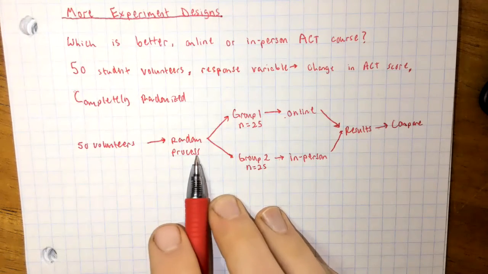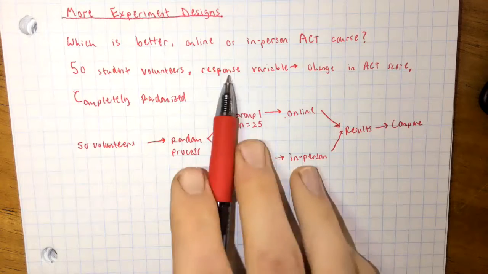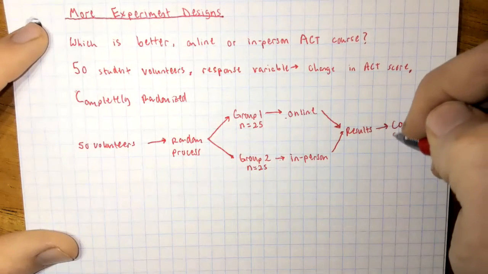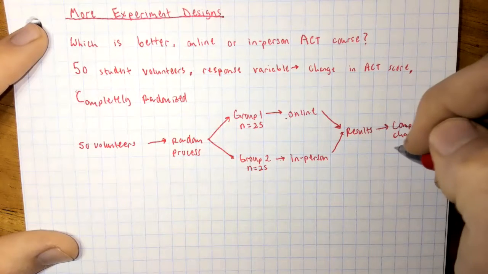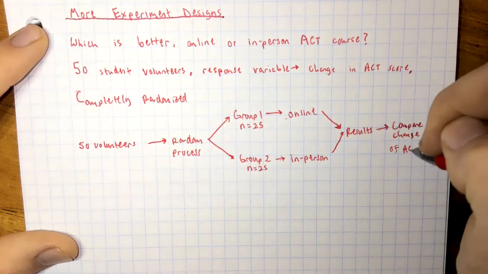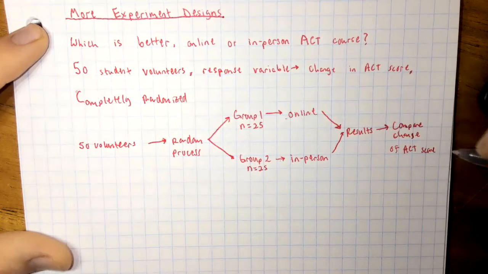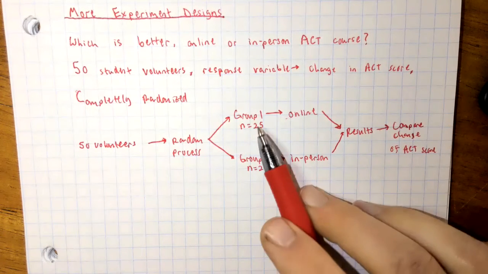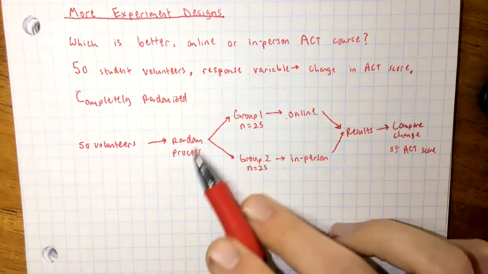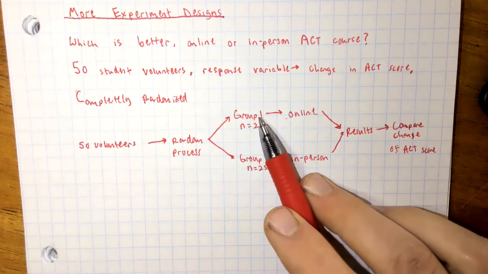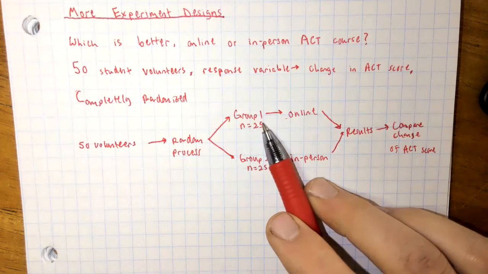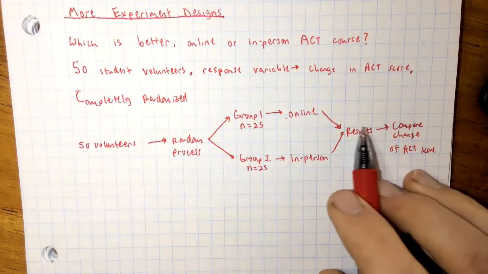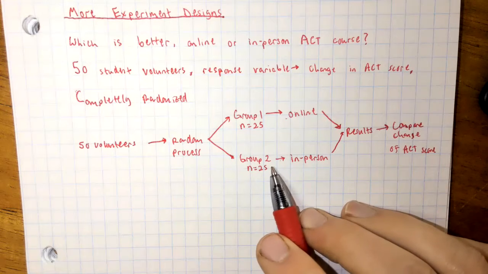Sure, this will give us some decent results, but the issue is really in that response variable. We're comparing the change in their ACT score. Compare the change, I should absolutely add that. Compare the change of the student's ACT score. So the issue is that within these two groups, it could have happened, even though we went through some random process, that the students in group number 1 had much higher ACT scores to begin with. So that means they're not going to improve as much as the in-person group who had lower ACT scores.